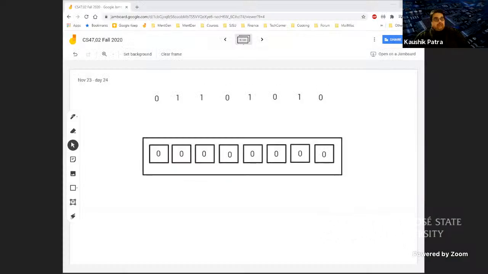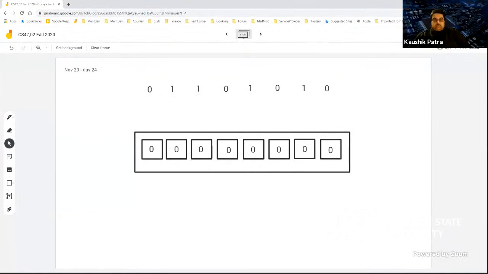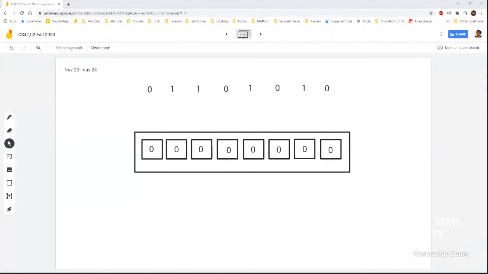Okay, let me share my Jamboard with you now, and let me tell you what these registers really mean. A register is a hardware component. In our MIPS lab, the whole MIPS environment uses a 32-bit register, but here, let me pick an 8-bit register. It is storage.